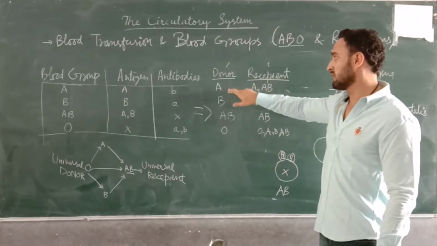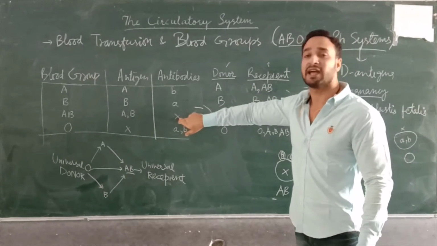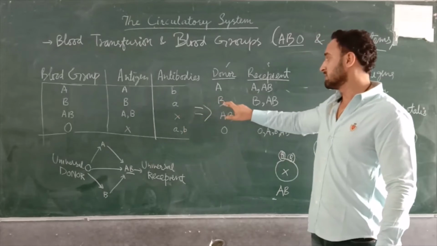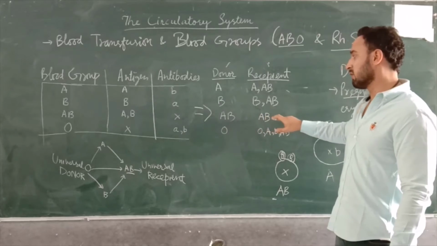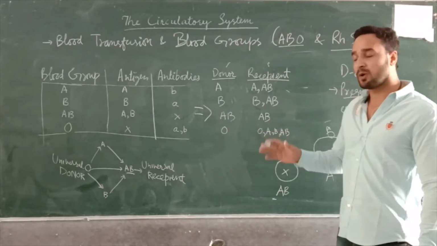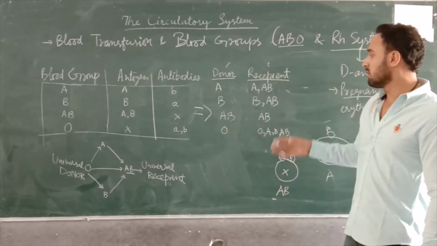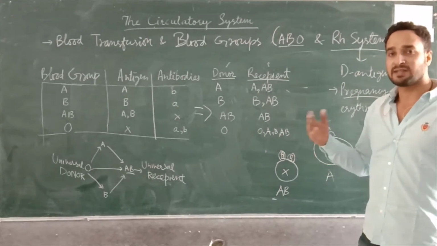Why A? Because both have the same antigens. Why AB? Because AB does not have any antibody. Similarly, B can give blood to B as well as AB. AB can give blood only to AB. However, blood group O can give blood to all the blood groups: O, A, B as well as AB.